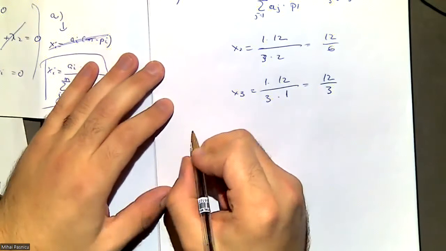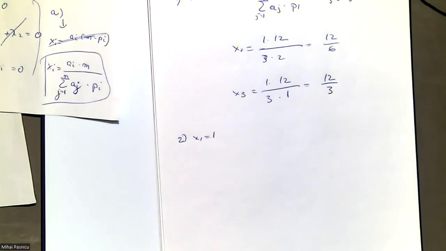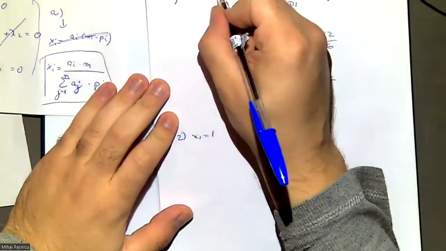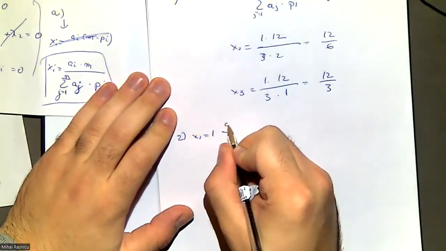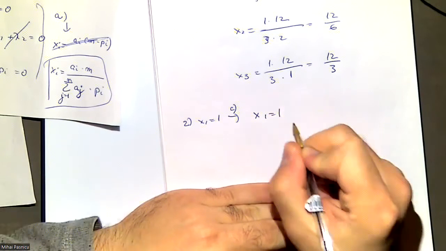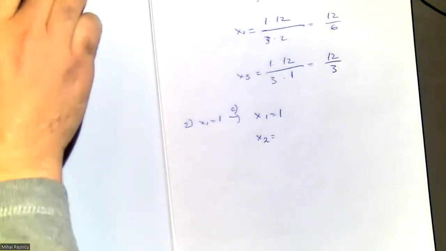And then what you do, you get x1 is equal to 1, which is the other case. You're basically just taking everything you've learned and building your solution on the complementary slackness condition. Here I'm using point D, x1 is equal to 1. I'm going to use point C right now, and I'm going to get x1 is equal to 1.